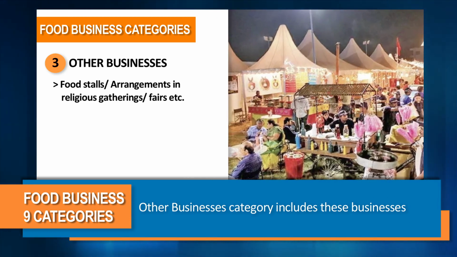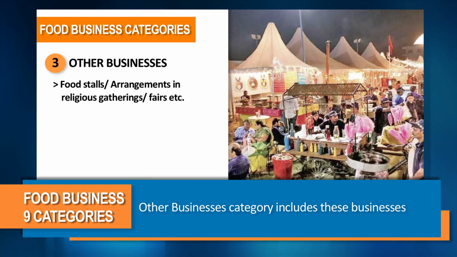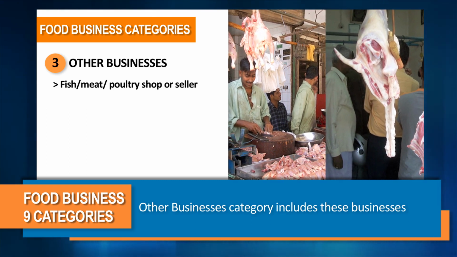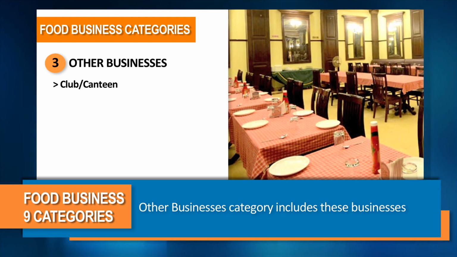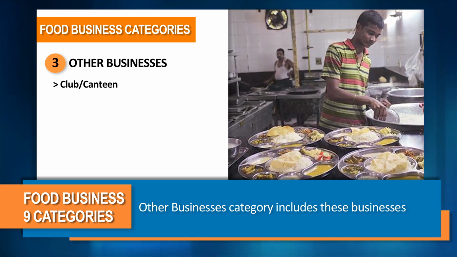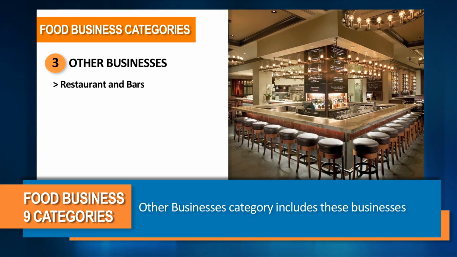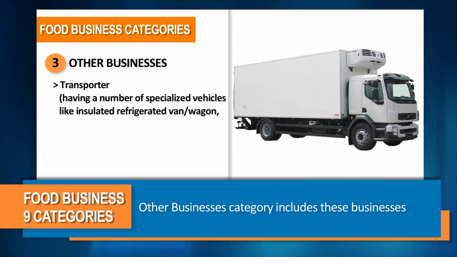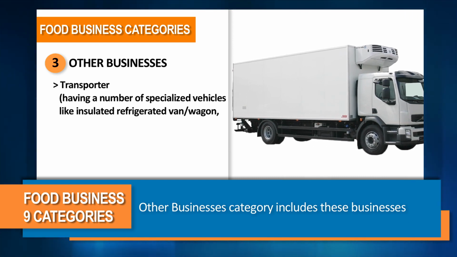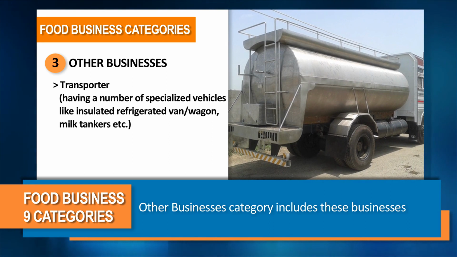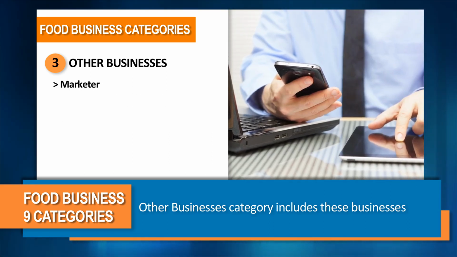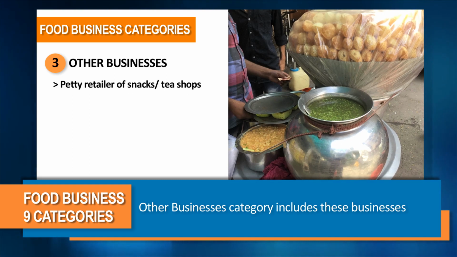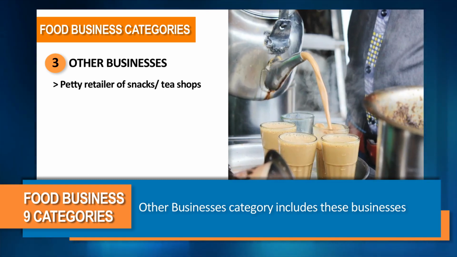food stalls or arrangements in religious gatherings or fairs, etc., fish or meat or poultry shop or cellar, club or canteen, hotel, restaurant and bars, transporter having a number of specialized vehicles like insulated refrigerated vans or wagon, milk tankers, etc., marketer, hawker, itinerant or mobile food vendor, and petty retailer of snacks or tea shops.